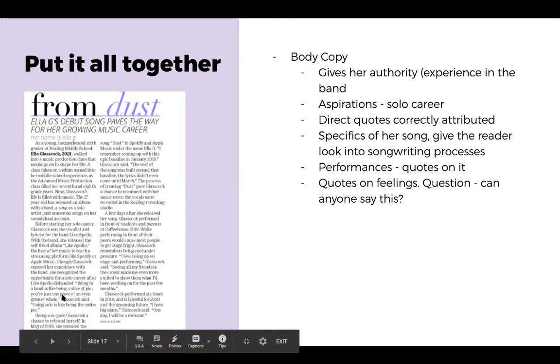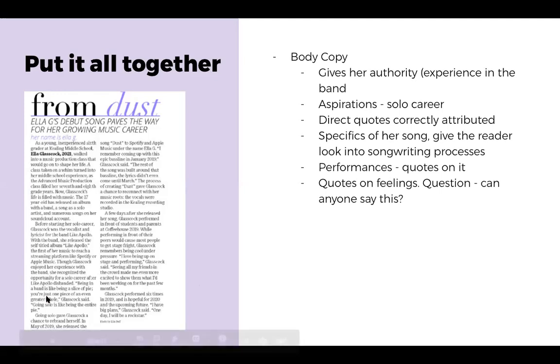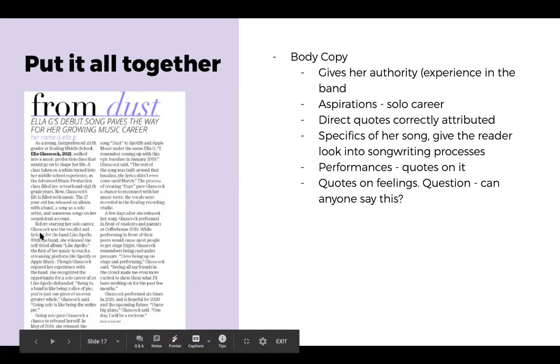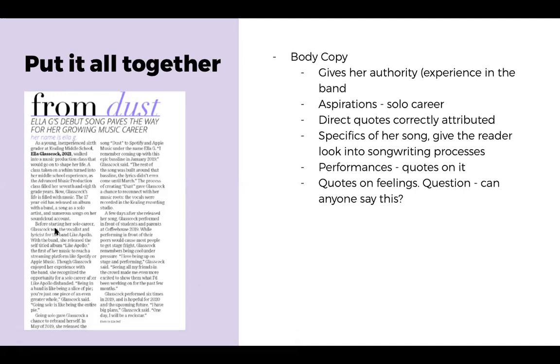If you take a look at the quotes in here, and you take a look at the transitions, the quote details, the details part of this: before starting her solo career, Glasscock was the vocalist and lyricist, I hope I'm saying that right, for the band like Apollo. Okay, so right there, we're giving our source authority, and it's so important to give our source authority, because if they don't have authority, then why am I reading this story? Why is it even important?